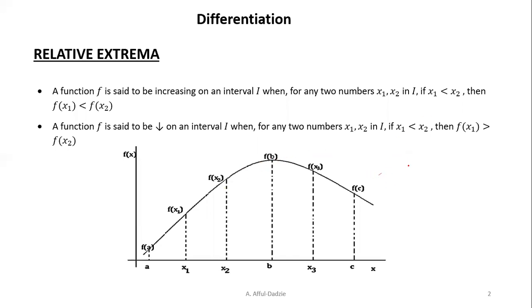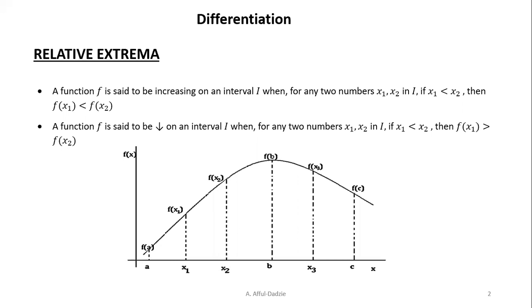Oftentimes you're only going to be given the polynomial, and probably you have something, say f of x is x squared plus 4x, or probably x cubed plus 1 over 3x. This represents a certain polynomial, and from it you can tell where we are increasing or where we are decreasing. That's what we would be interested in.